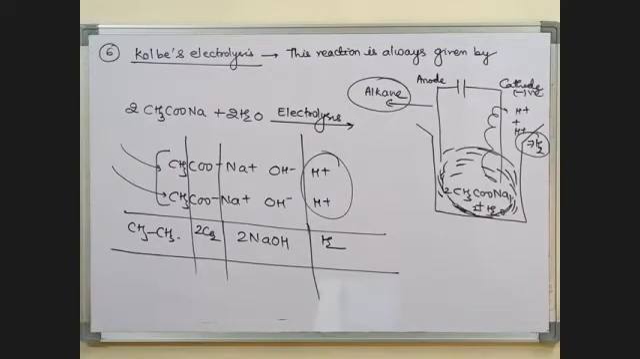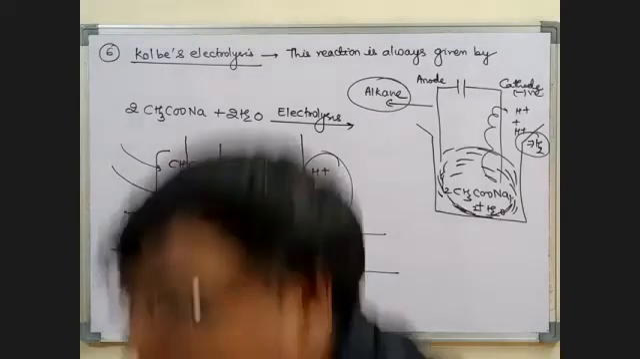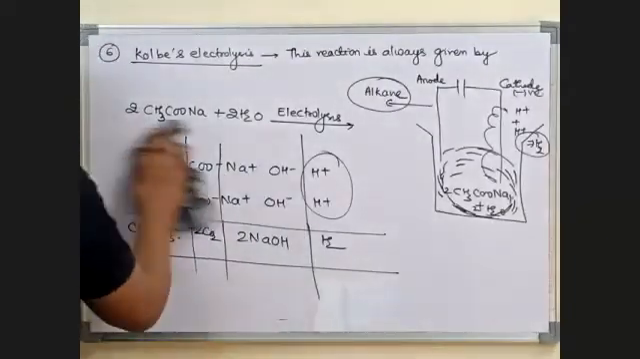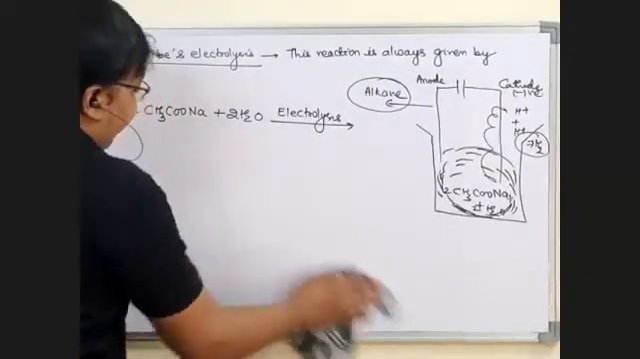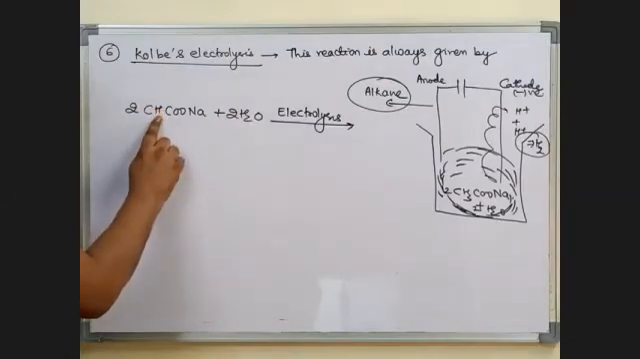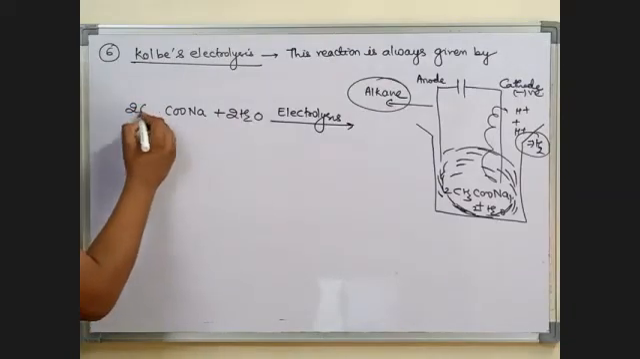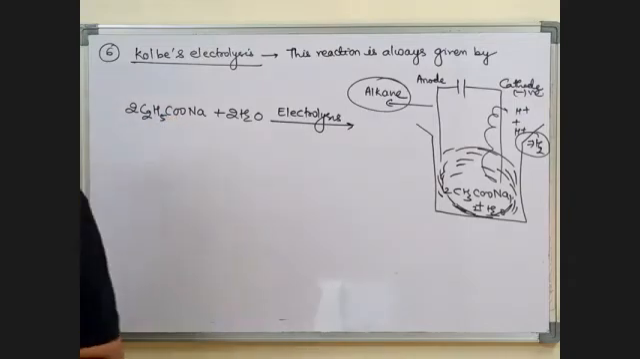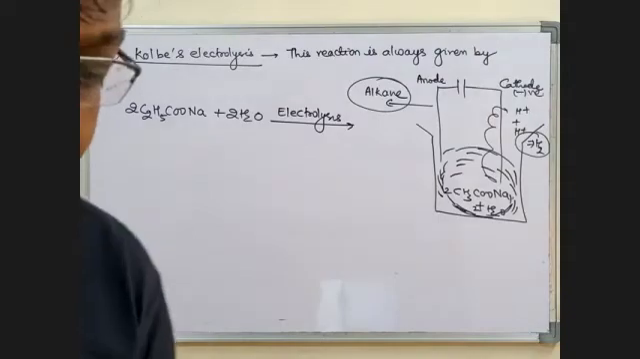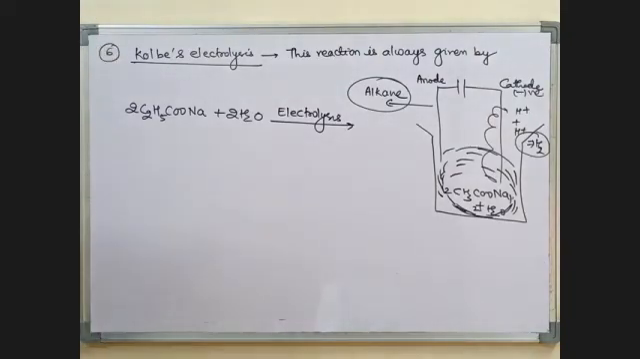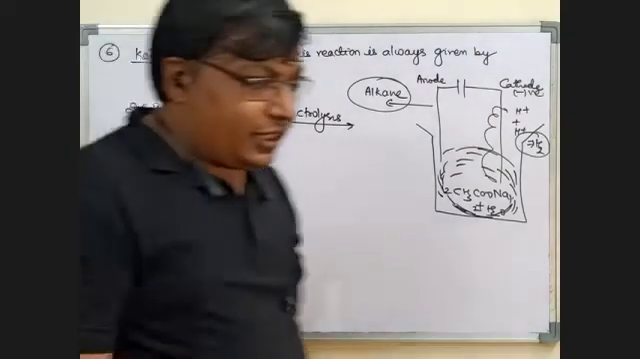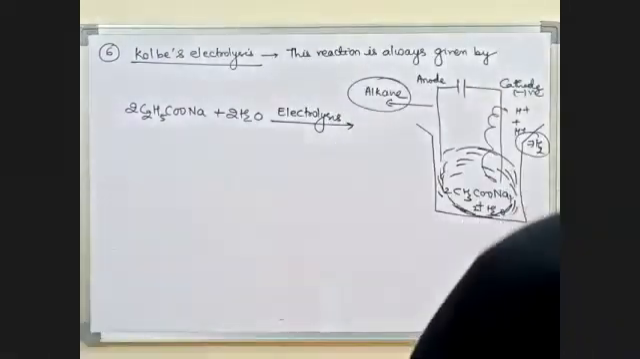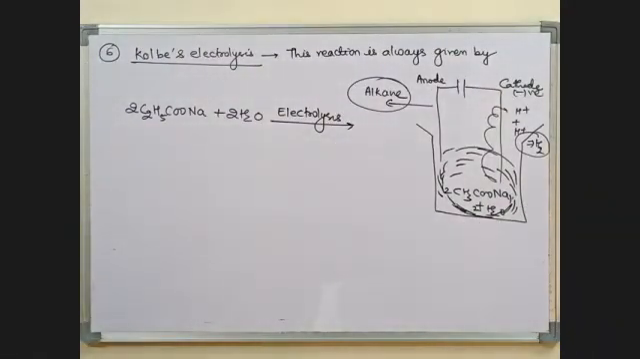Is that clear? Now I will give you one more example. You write in your red book, students. Suppose you solve this question: 2 moles of C2H5COONa plus 2H2O on electrolysis. You write this reaction in your red book, student. Come on.